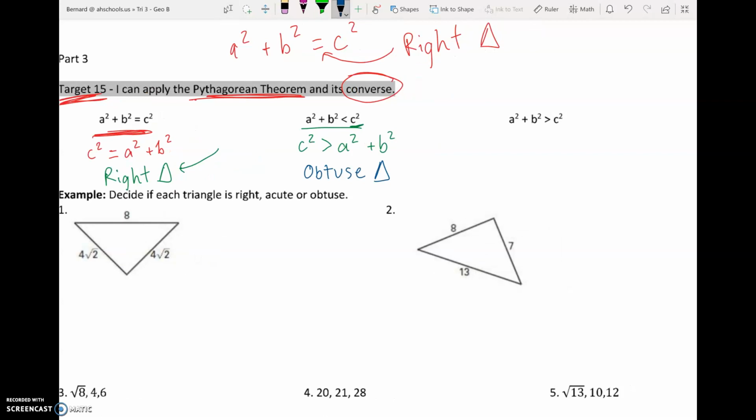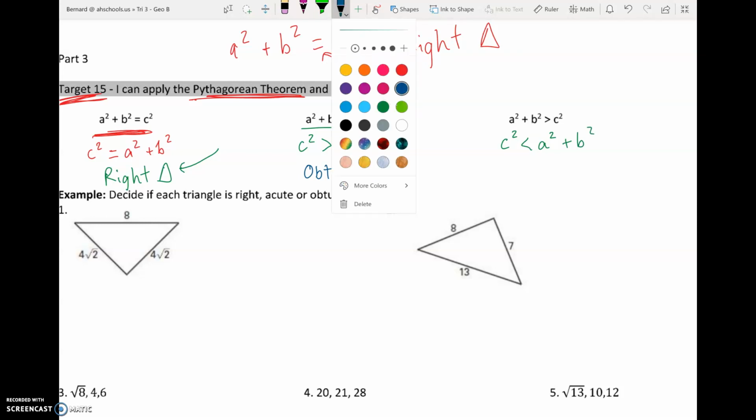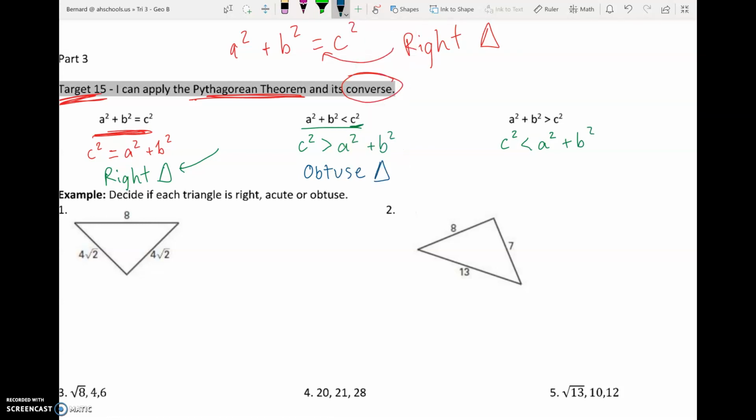And so I'm guessing you can kind of guess what this next one will be. Notice this says a squared plus b squared is greater than c squared, but if we read it backwards, it's going to say c squared is less than a squared plus b squared. And so again, this is all about c. And so when c squared is less than a squared plus b squared, we now have an acute triangle.